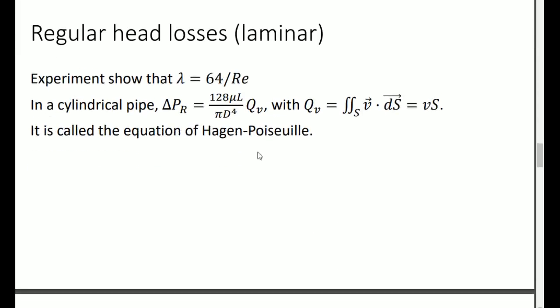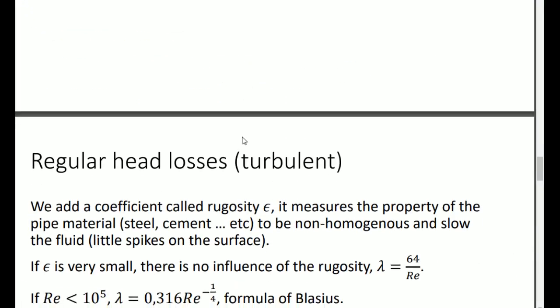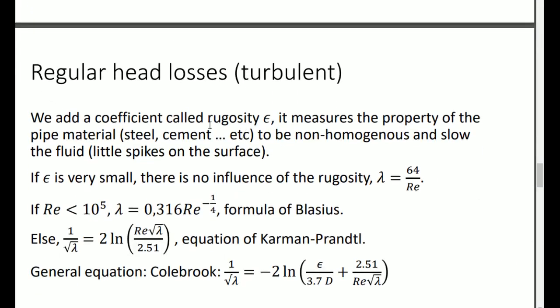So now that we have our equation in a laminar system, we can try to get it for a turbulent system. So we introduce a coefficient called rugosity. It measures the property of the material to be non-homogeneous, so small bumps in the material, how it's not homogeneous, so spikes.